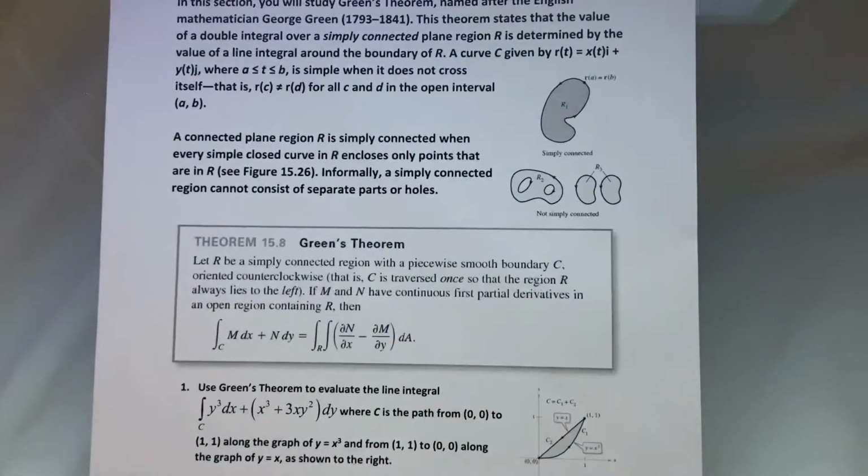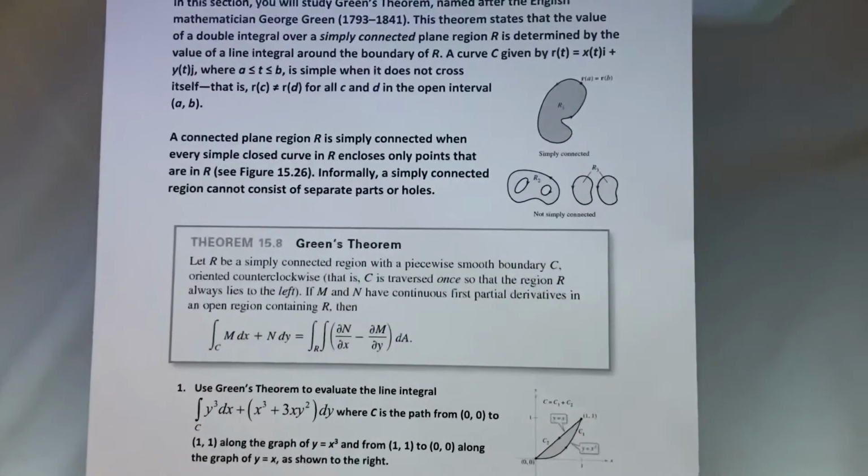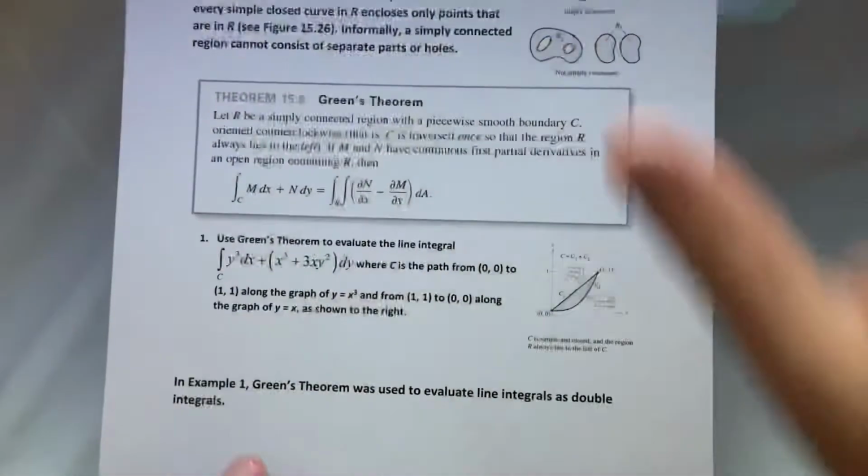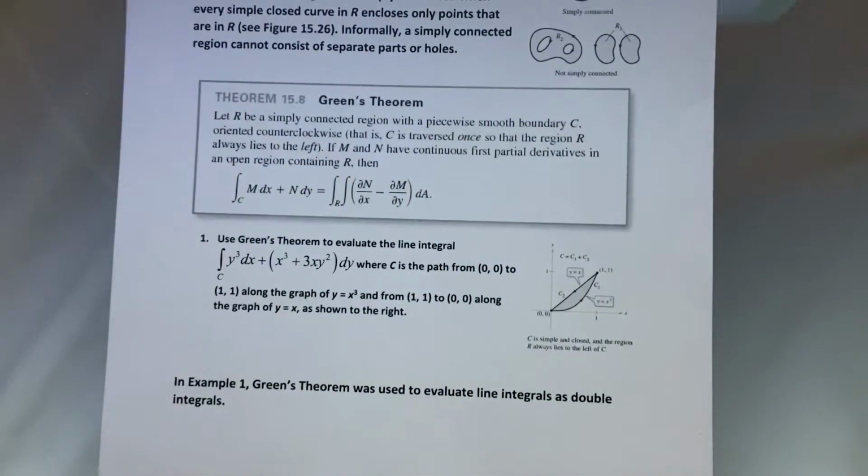So Green's theorem says, let R be a simply connected region with a piecewise smooth boundary C oriented counterclockwise. That is, C is traversed once, so the region R always lies to the left. If M and N have continuous first partial derivatives in an open region containing R, then the integral over C of M dx plus N dy is the double integral over R of dN/dx minus dM/dy dA. So it's an area. So let's just talk about how we use this.